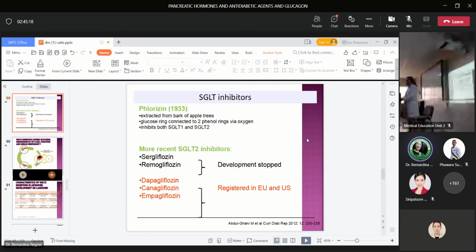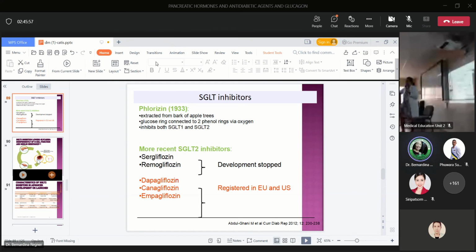Okay, so in 1933, you have phlorizin, extracted from the bark of apple trees, with a glucose ring connected to two phenol rings via oxygen. It will inhibit both SGLT1 and SGLT2. Now, we have your more recent SGLT2 inhibitors. First, you have sergliflozin and remogliflozin, but their development has been stopped. Presently, you have those registered in Europe and the United States.